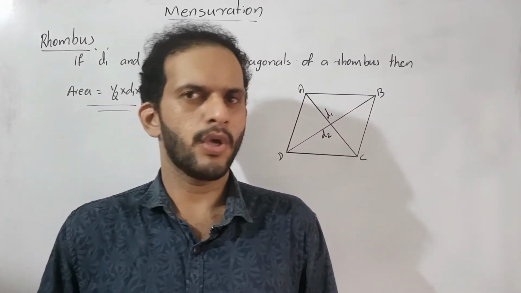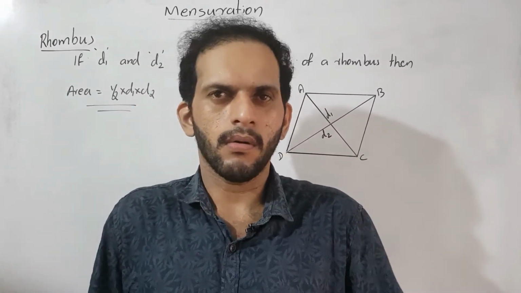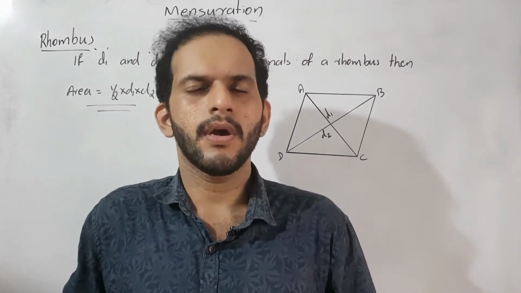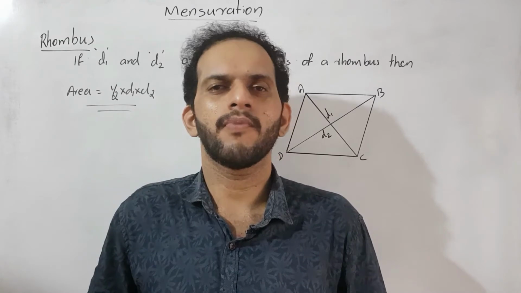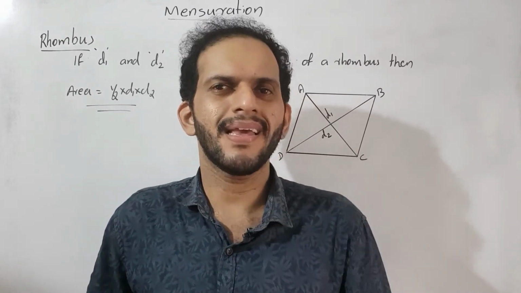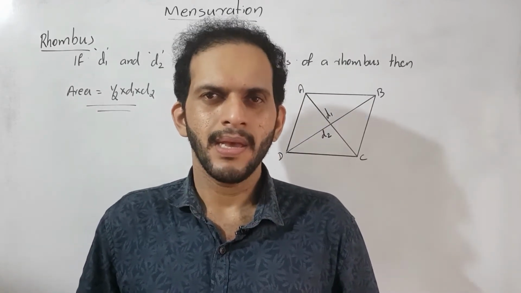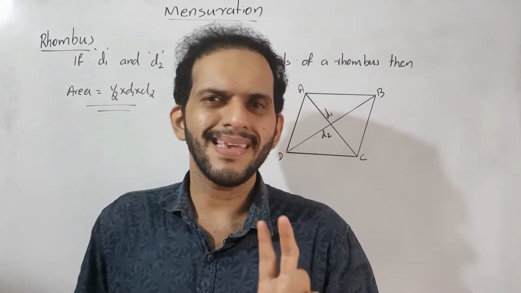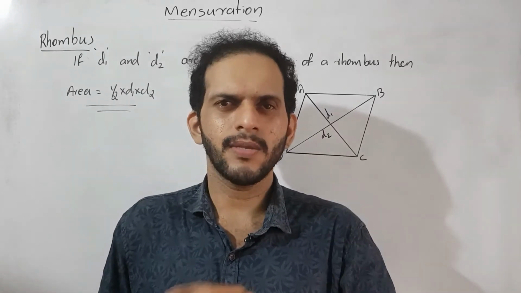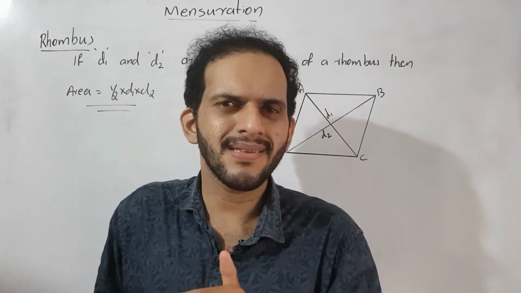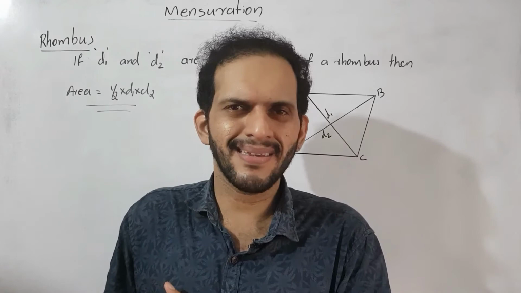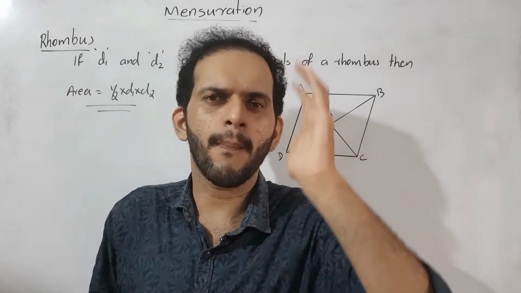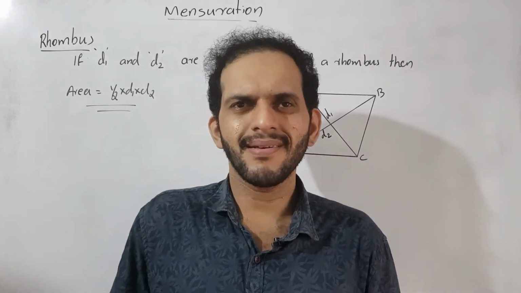That one is a rhombus. We know what a rhombus is. A rhombus is a parallelogram with all sides equal. Here we are discussing how to find the area of a rhombus. We already know how to find the area of a parallelogram. The equation is b into h, correct? Then what is b? b is the base or one side of the parallelogram, and h is the height or the distance from that side to the opposite side.